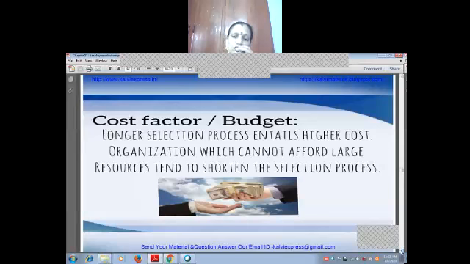Only for some jobs, some vacancies, do they have so many processes, not all jobs. Some departments, as I already said, supervisor or clerk or accountant, they will do a very short process only, not a lengthy process. It depends upon the job.